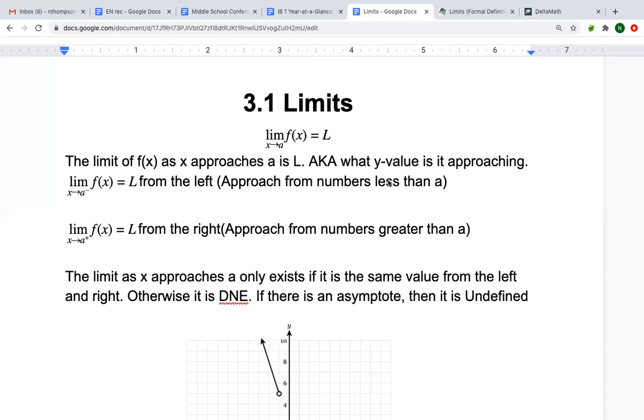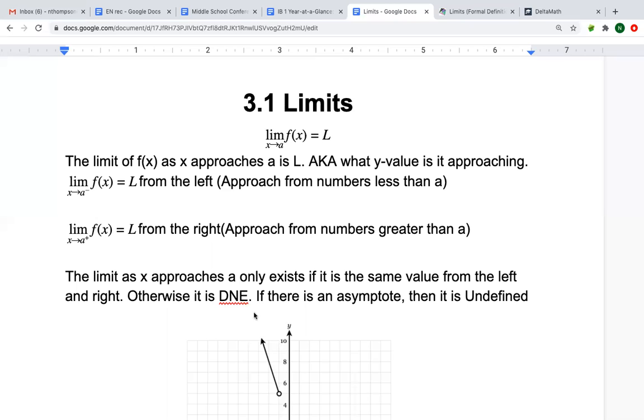The notation where there's a little negative sign above the a value means from the left, meaning that you're approaching numbers less than a. A plus sign above the a would be from the right, meaning you're approaching from numbers greater than a. So the limit as x approaches a only exists if it's the same from the left and the right. Otherwise, we say that it does not exist, or you write DNE. If there's a vertical asymptote, then usually the limit is undefined.